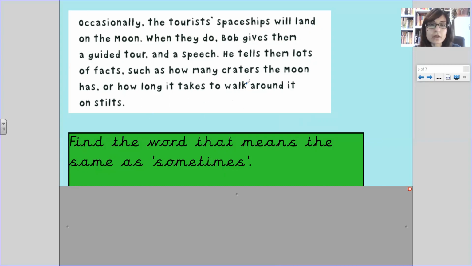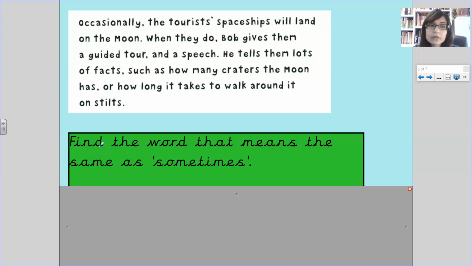If I choose the word walk, does walk mean the same as sometimes? A walk is the verb, so you're doing it with your legs. Do you do sometimes with your legs? No. So when you're looking for a word, you've got to think, does it mean the same as the word I'm looking for? If you'd like to have a go by yourself, you may pause the video.